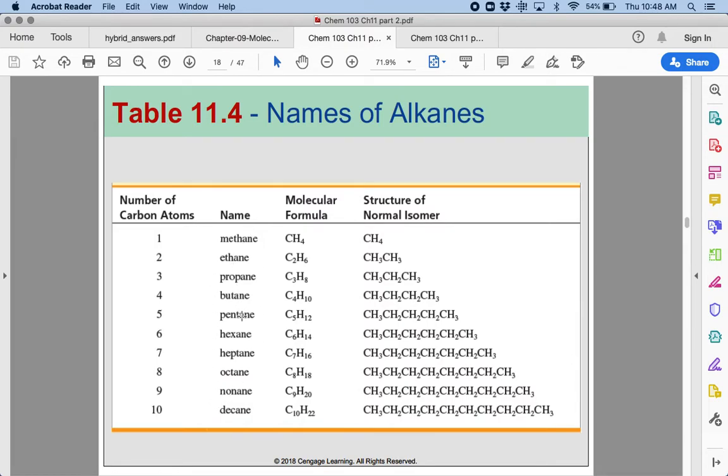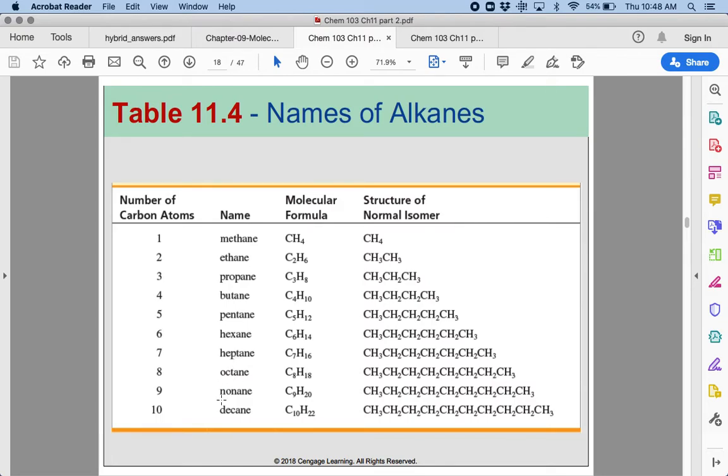So you'll need to learn these new roots. Meth means 1. Eth means 2. Prop means 3. But means 4. Pent, like a pentagram, means 5. Hex, like a hexagram, means 6. Hept, with a PT, is 7.